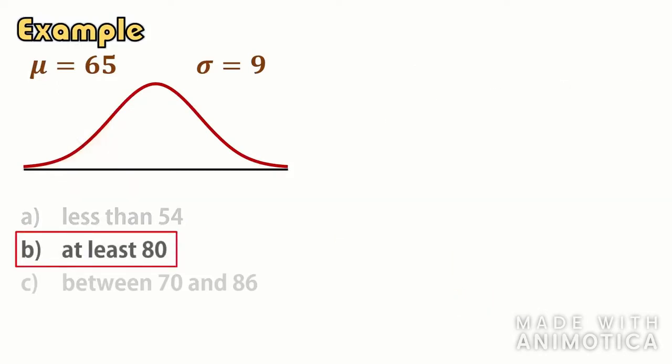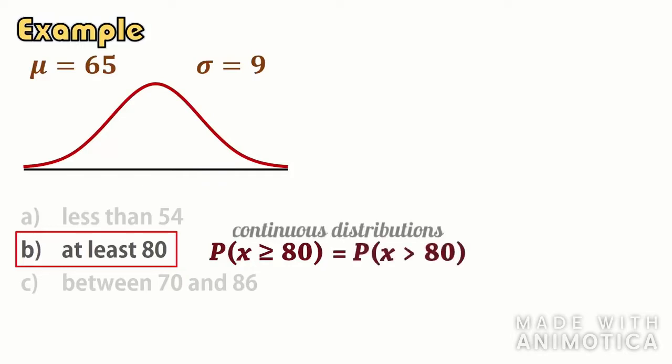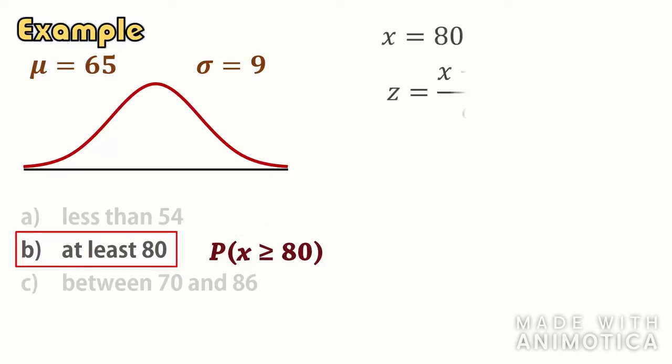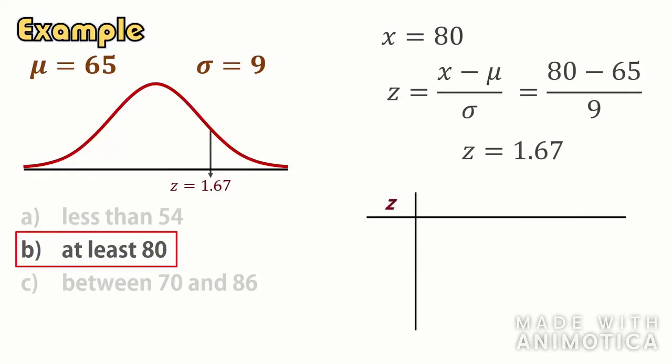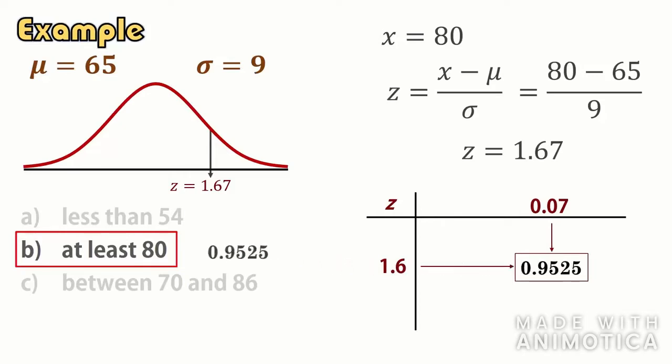In B, we want the probability that X is at least 80. In continuous distributions, like the normal distribution, there is no distinction between X is at least 80 and X is greater than 80. We apply the same approach in both cases. So for X equals 80, Z equals 80 minus 65, divided by 9, and that gives 1.67 to 2 decimal places. When we look that up in the Z table by checking 1.6 under 0.07, we find 0.9525, which is the area to the left of Z here.